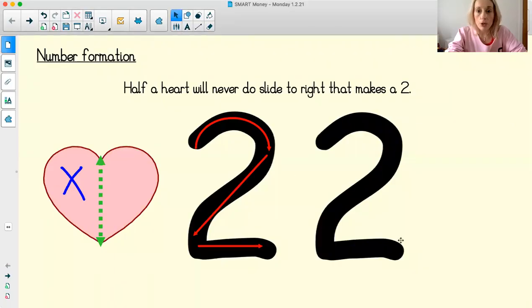It's a number 2. Oh, so I've got my funky finger and I'm going to trace in the air first of all. So half a heart will never do. Slide to the right, that makes a 2. Fantastic. Grab your pencils and a piece of paper and see if you can write a lovely line of number 2s for us. You can pause this video whilst you give it a go.